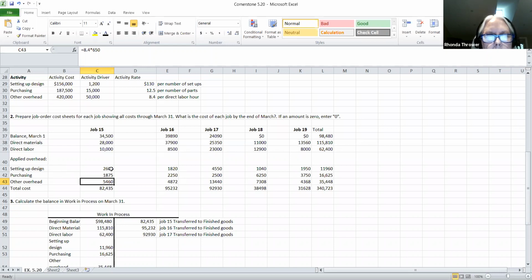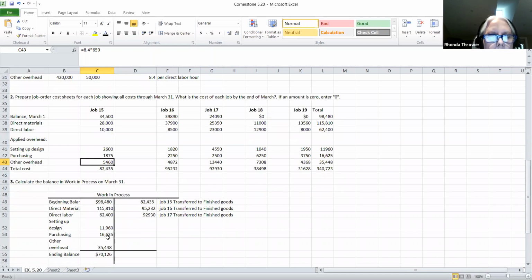Then I've taken my applied overhead, and what you could have done here, class, instead of putting it down 3 separate times, is you could have combined all of these together to get the total amount of the applied overhead and just put it once in the work in process account. But I chose to show it separately so you can see where all of your information is coming from. So materials, labor, and overhead are all debited to the work in process account.